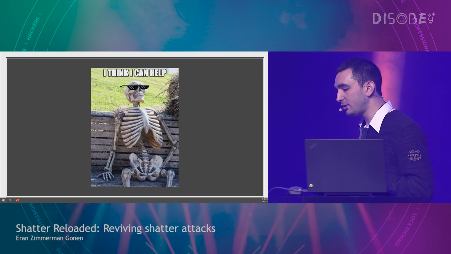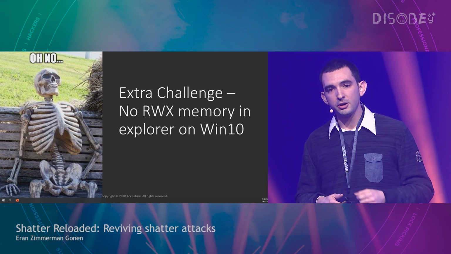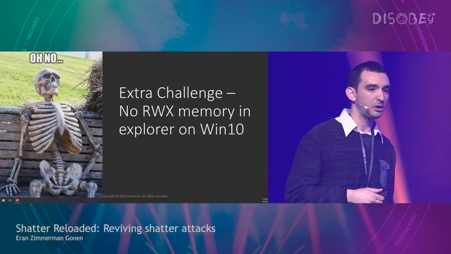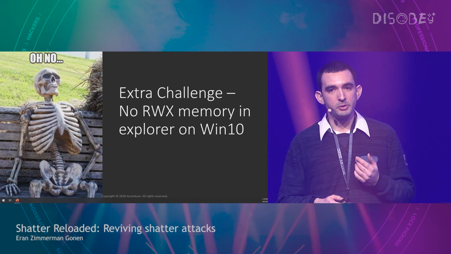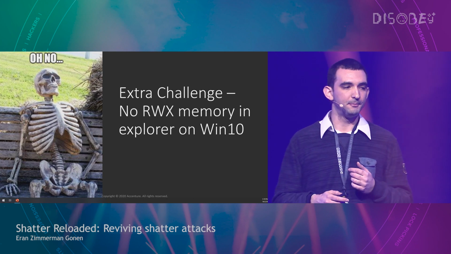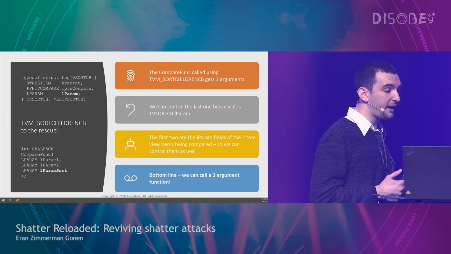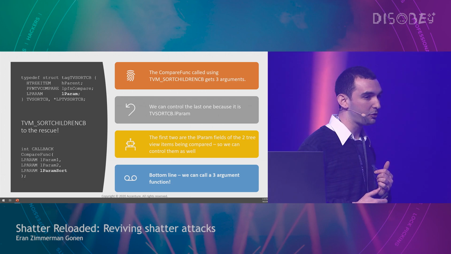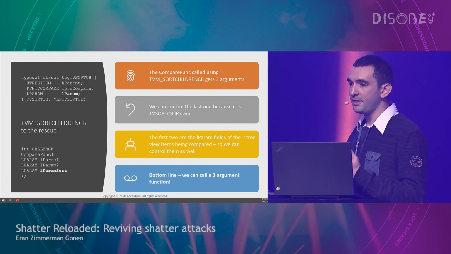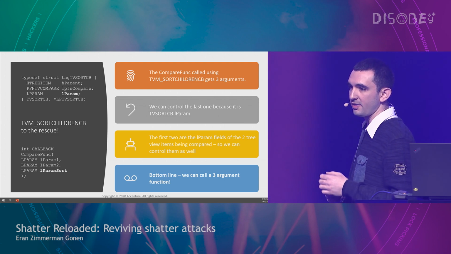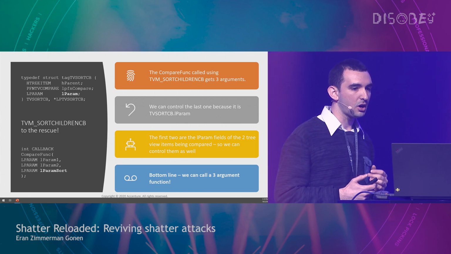However, this test was not done on Windows 7, it was done on Windows 10. And apparently in Windows 10, it is no longer true that Explorer.exe has some RWX memory inside it. So we said, OK, we need RWX memory in order to execute our code from. What can we do about that? What we can do is send TVM_SORTCHILDRENCB messages. What those do is they receive a pointer, and they call this compare function according to the pointer that we give them. So let's look at the signature of this callback function.